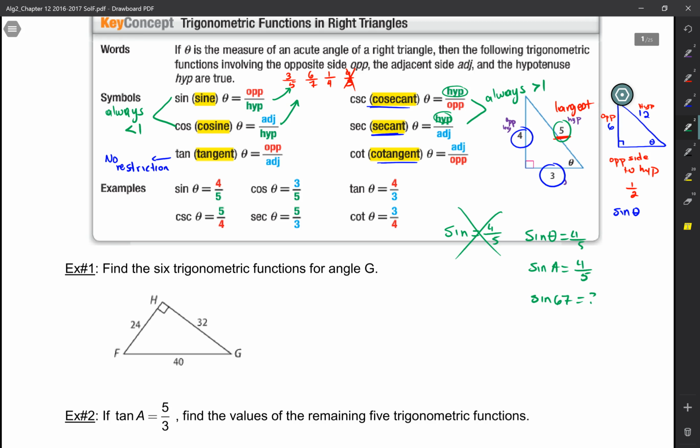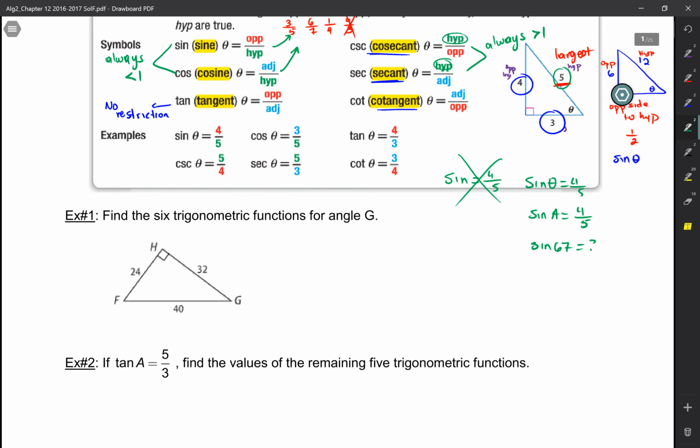Yes? Not to the negative 1. It's 1 over. Okay? It's 1 over the reciprocal. We're going to get to that.